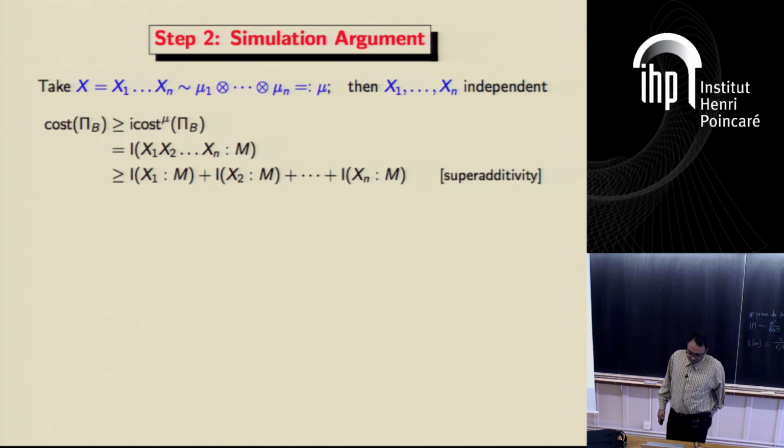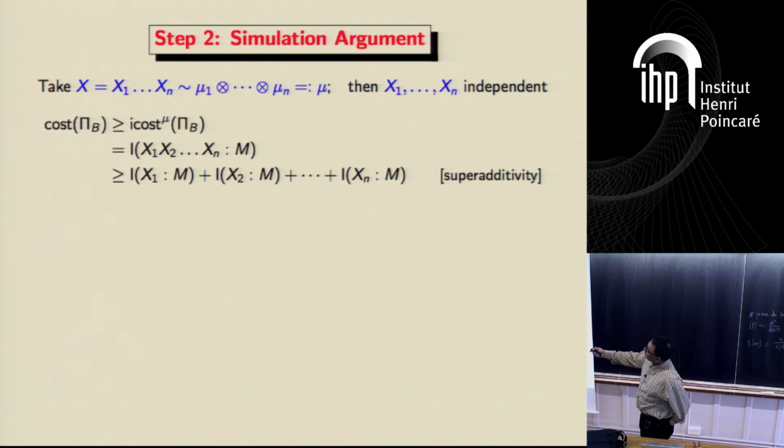Okay, now let's do the simulation argument. This is sort of the heart of the proof. So let's take an n-bit input for the index problem, and let's say it's distributed according to this product distribution IID. So each coordinate is IID distributed according to mu. You can even think of mu as uniform, so it's fine. At any rate, the important part is x1 through xn are independent if it's done like that. So we can write these inequalities down.